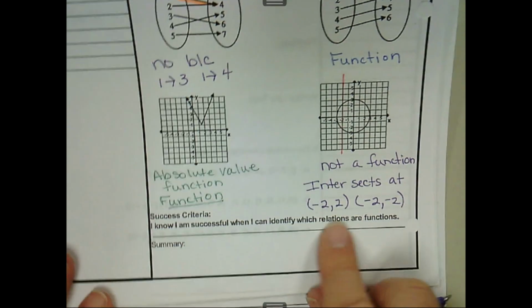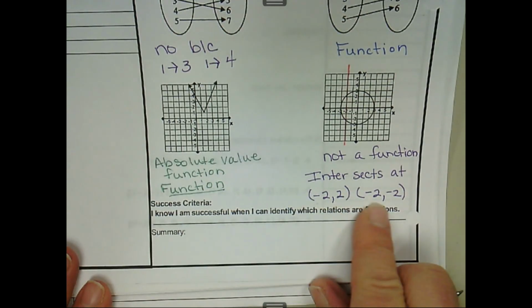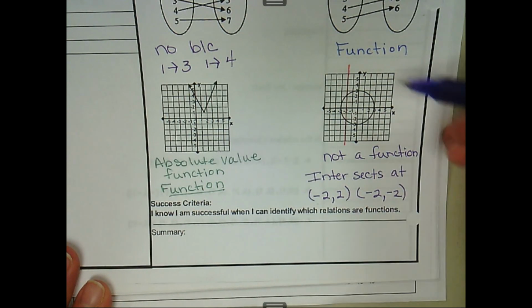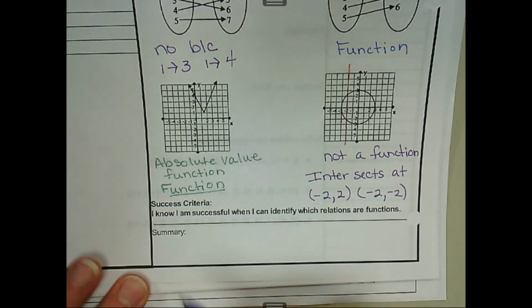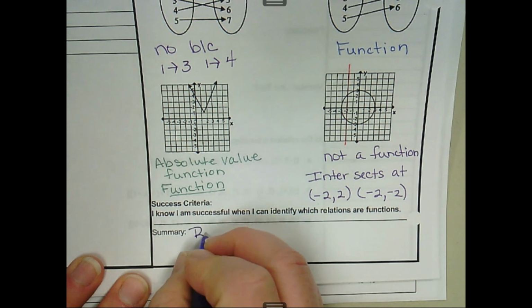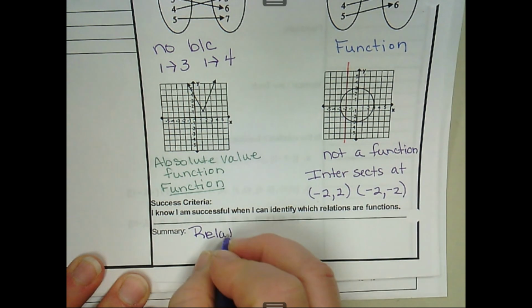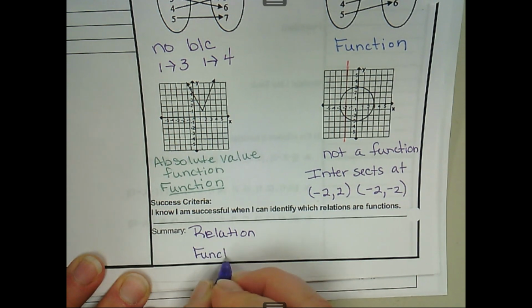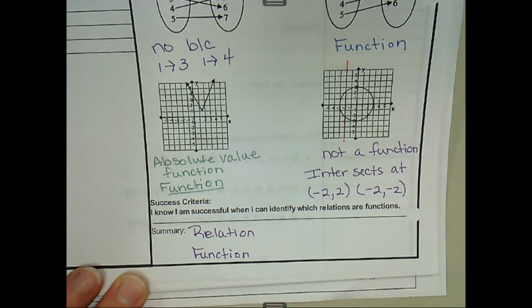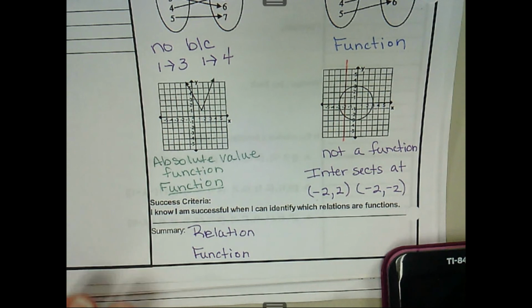So all you have to do is look at those x values. If they do not repeat, it's a function. When you draw that vertical line, if it hits at only one spot, it is a function. So functions versus relations. A function is a relation, but a relation is not always a function.